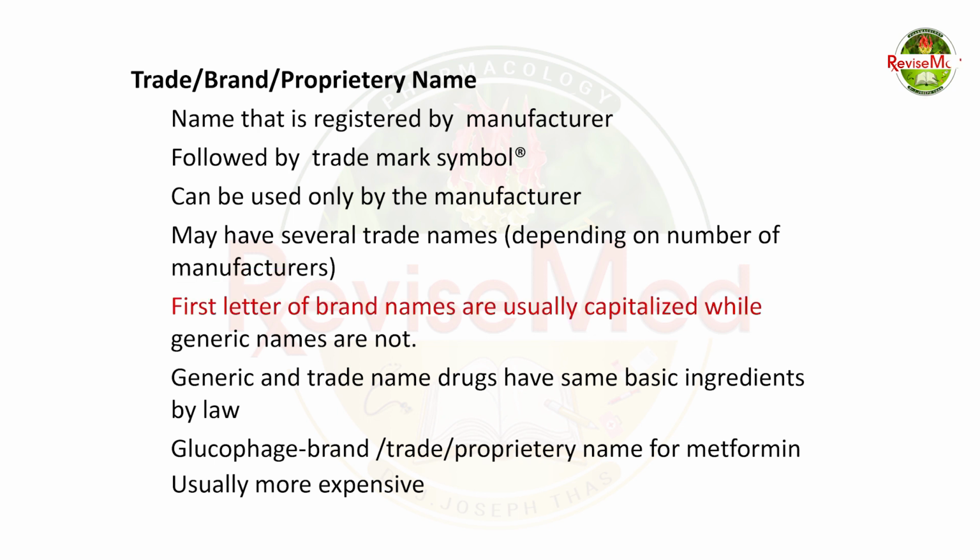First letter of the brand name is usually capitalized while generic names are not. Generic and trade name drugs have same basic ingredients by law. For example, Glucophage is the brand or trade or proprietary name for metformin, which is the generic name for an anti-diabetic drug. Brand names or brand drugs are usually more expensive because they spend a lot of money in development and marketing.